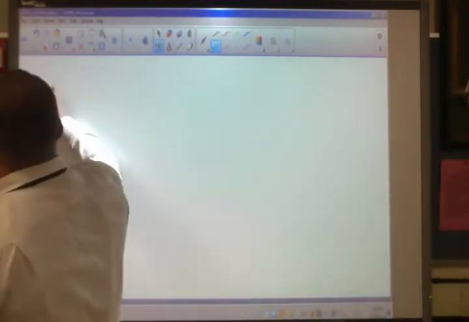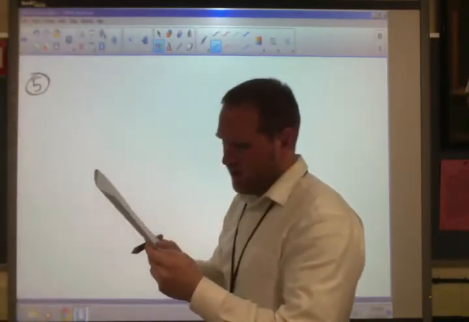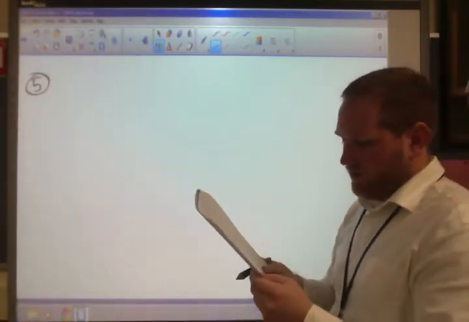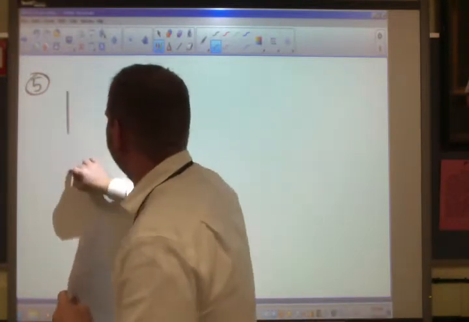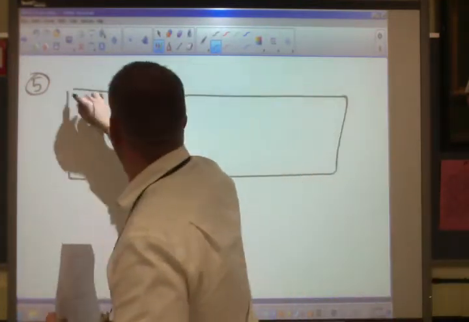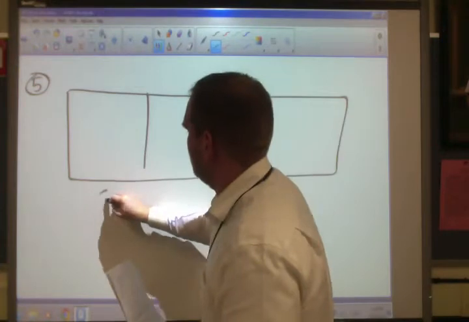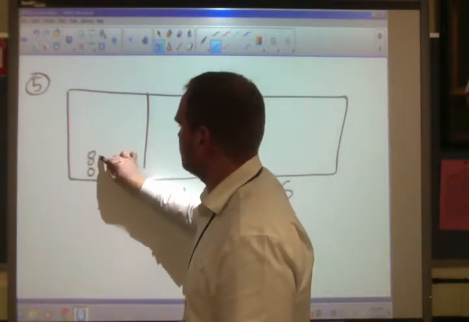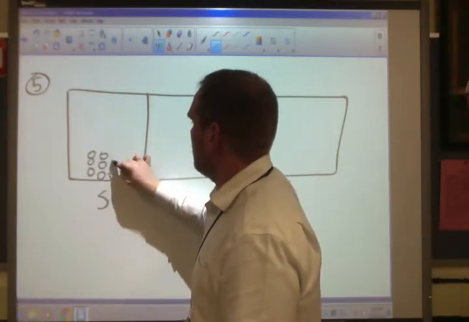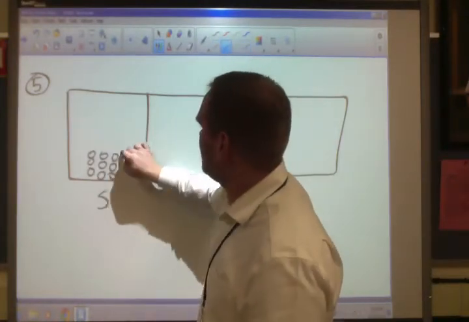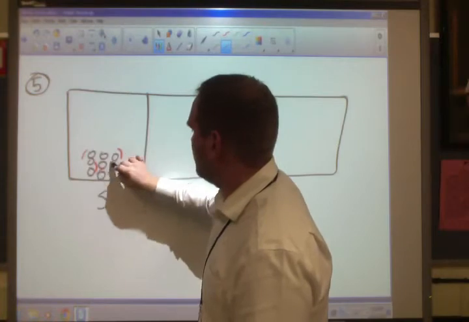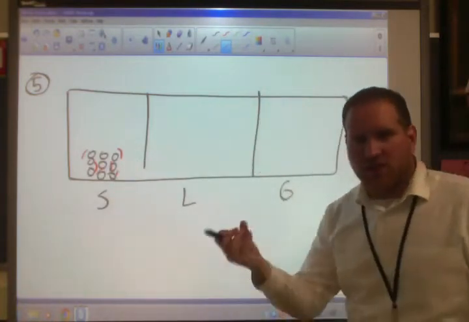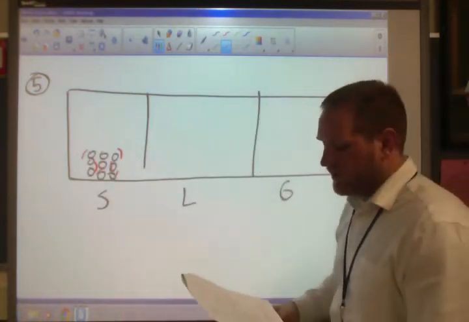Number 5. Particle diagrams. Okay, solid, liquid, and gas. Solid, liquid, gas. Alright, for a solid, the particles are somewhat close together, and you give them one line. I call these the whoosh lines. One line to show that there is some movement there. They're just kind of vibrating in place.